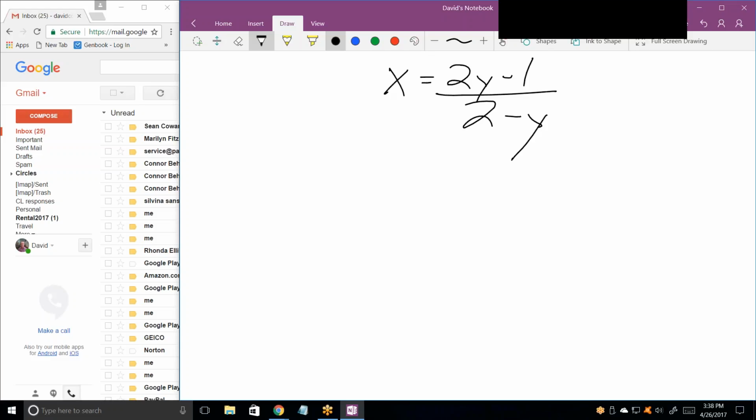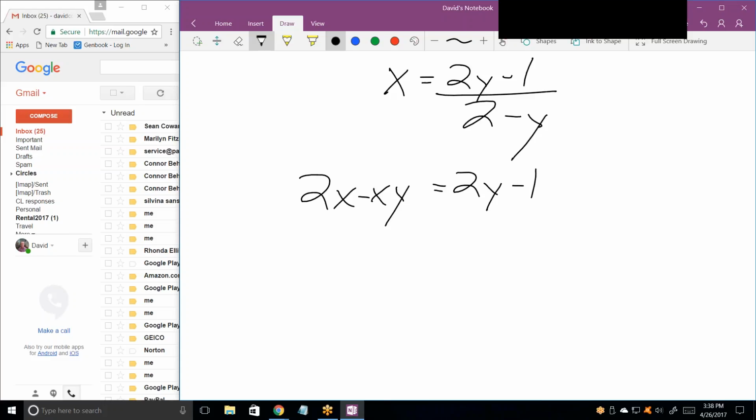So how do I solve for y? In other words, this now becomes just an algebra problem. What you do is you multiply both sides by 2 minus y. Okay, so that gives me 2x minus xy on the left. Gives me 2y minus 1 on the right. Now what? And then after that, you can move the 1 over to the other side.